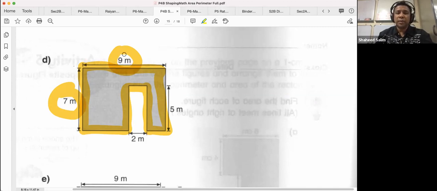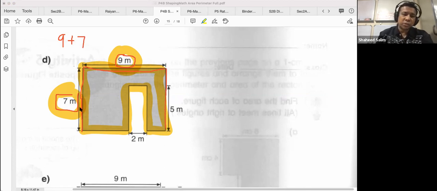Okay, from here to here is 9, correct? From here to here is 7. So 9 plus 7 already is the first one. Putra, what's your answer? First one is 9 plus 7. Then down here is how much? And this one is 7, because this side is also 7. So we plus 7.